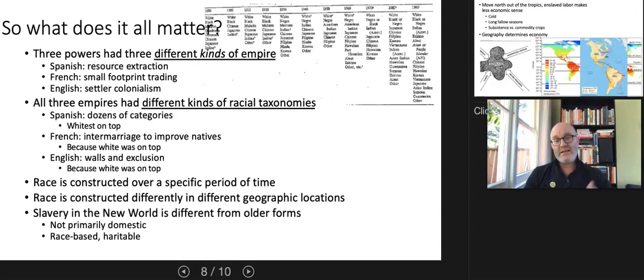And then lastly, the most important thing here is that slavery in the New World is different. It starts in the English colonies and it spreads to the French and Spanish as well. But it has the tightest grip in the English colonies, and that is the sense that slavery is not domestic. It's for industrial, agricultural labor, and it is race-based and heritable. That is something new. So that is the review of racial formation and empire formation in the three primary colonial powers in the New World.